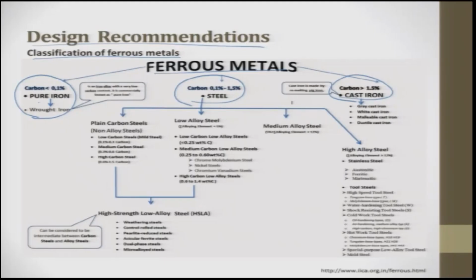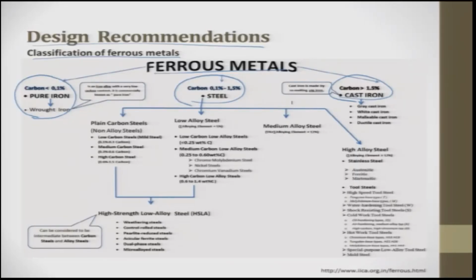Many a time, pure metal does not have any functional application. They always get mixed into an alloy, so that they have some properties, strength properties or conducting properties, whatever it is. Here you see wrought iron, where the carbon percentage is less than 0.1 percent. So, wrought iron is an alloy with a very low carbon content. It is commercially known as pure iron, but this has no use.